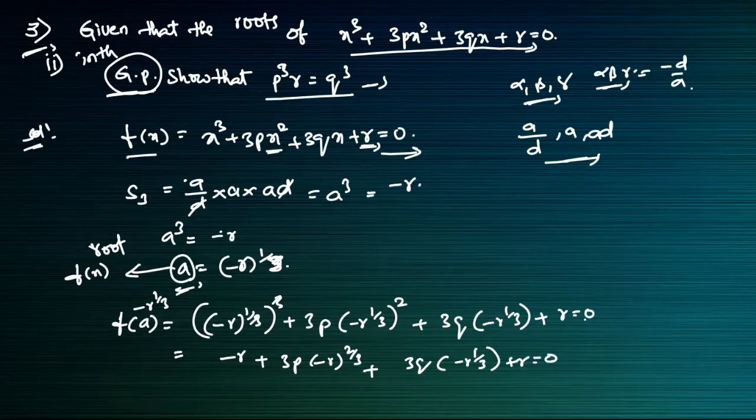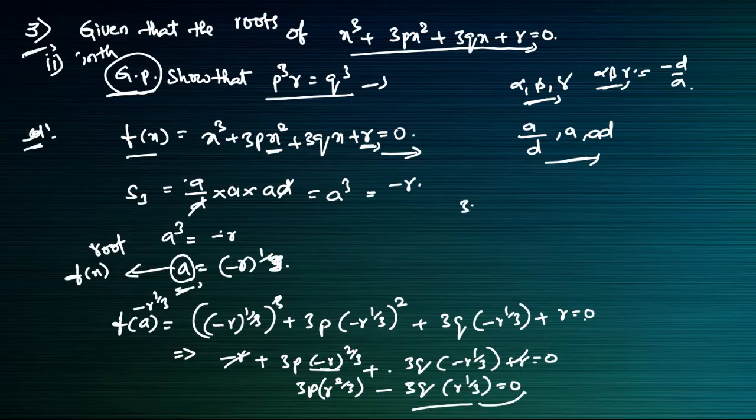So from this, minus r plus r will get cancelled here, and this will become plus 3p r power of 2 by 3. This minus will come to this side, minus 3q r power of 1 by 3 is equal to 0. So it will become 3p r power of 2 by 3 is equal to 3q r power of 1 by 3 here. So 3 and 3 will get cancelled here. Okay, so here we'll do one thing.